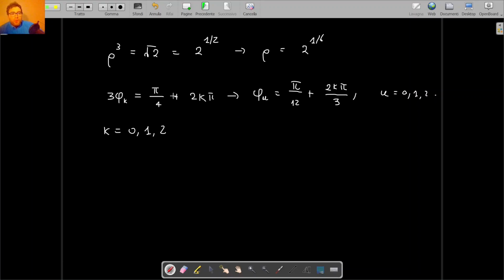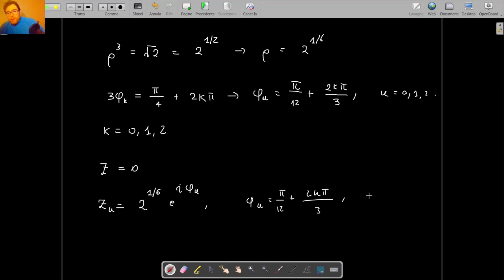So our solutions are z equal to 0, and then we have z_k, and these are actually three distinct solutions, which are given by 2 raised to 1 over 6, which multiplies e raised to i phi_k, with phi_k given as pi over 12 plus 2k pi over 3, with k ranging from 0 to 2.